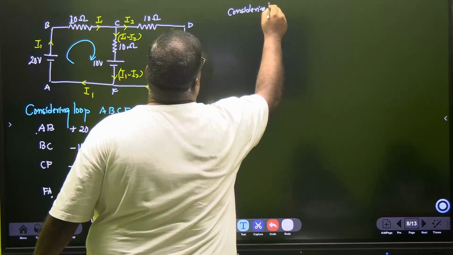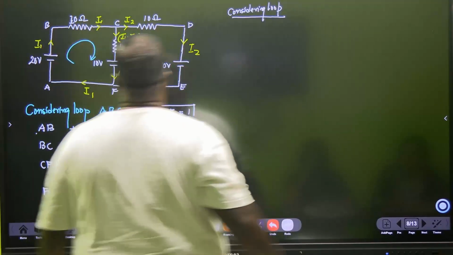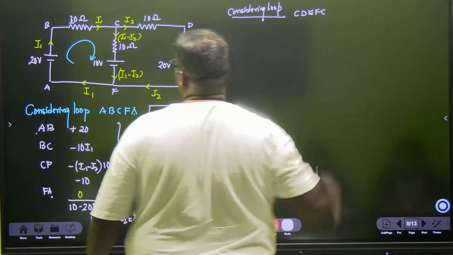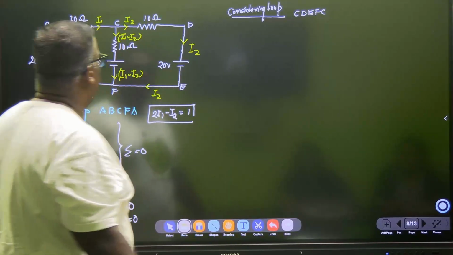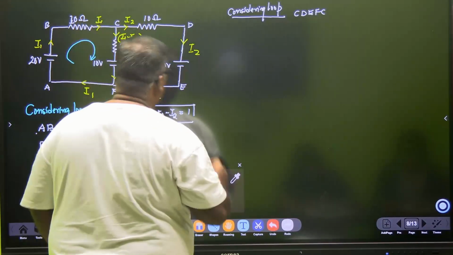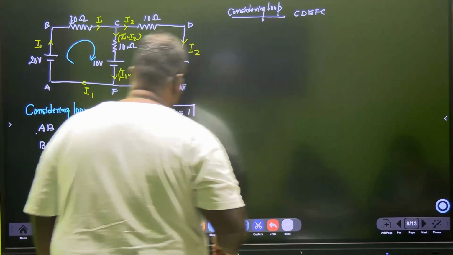Which loop do you want to consider? Tell me. C, D, E, F, C. How should we move here? Shall we move anti-clock here? Make it complicated a little bit. Yeah, let's move anti-clock. We're moving anti-clock. C, D.